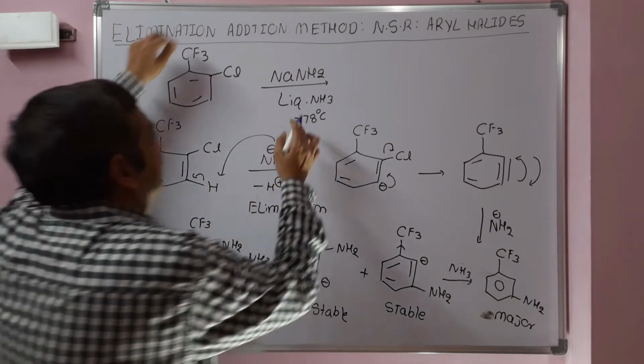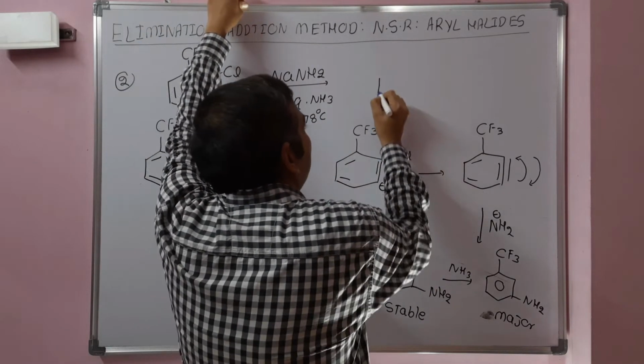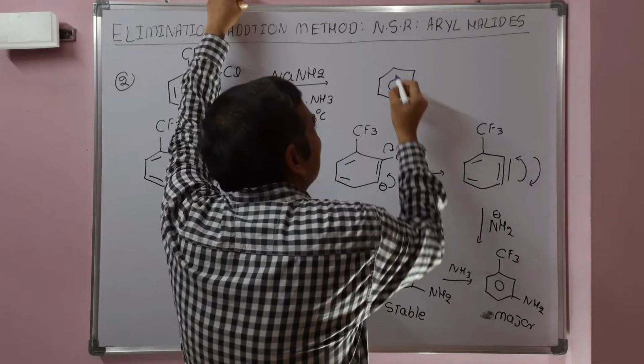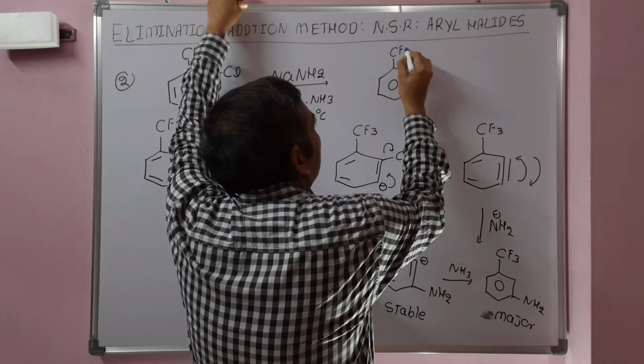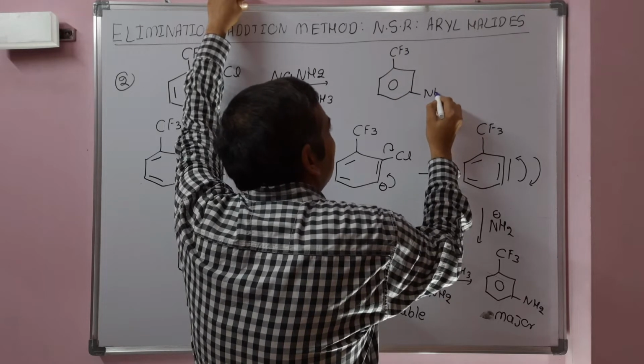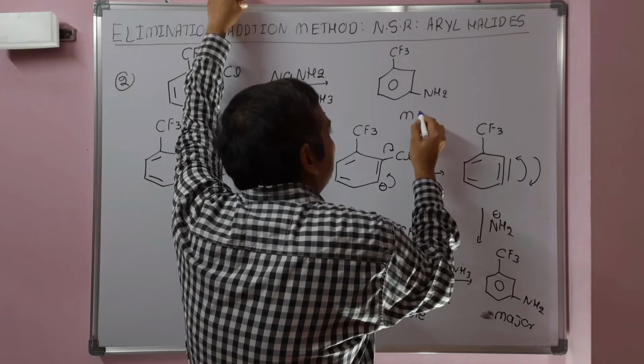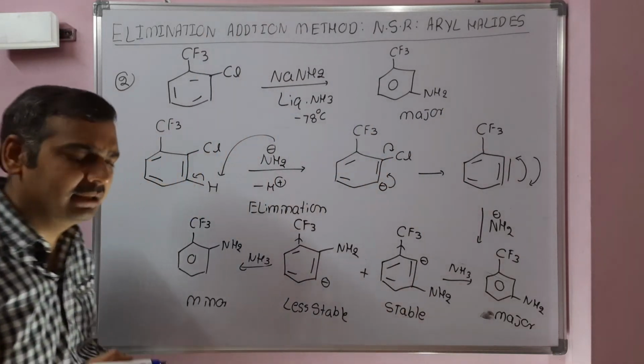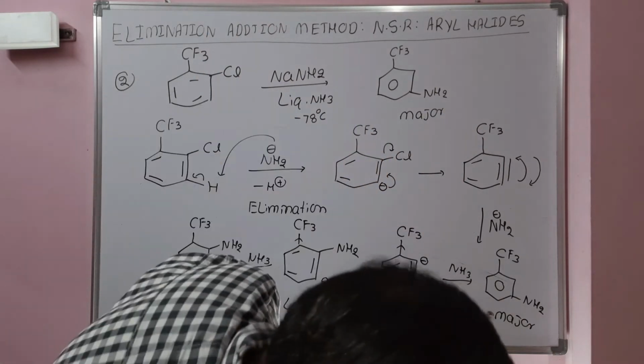So what is the major compound that is obtained? We will write only the major product. So the meta product, 3-trifluoromethyl aniline, is the major compound. Why? Because it is coming from the stable carbanion. Clear? See the next example.